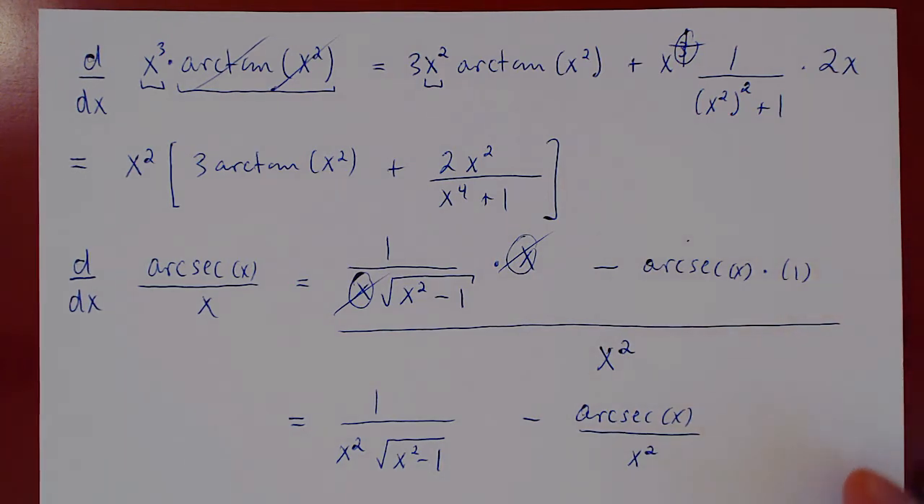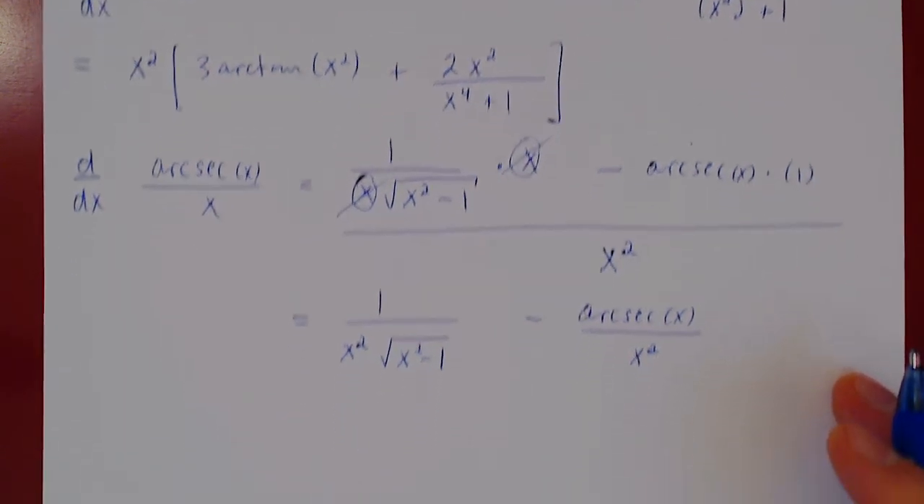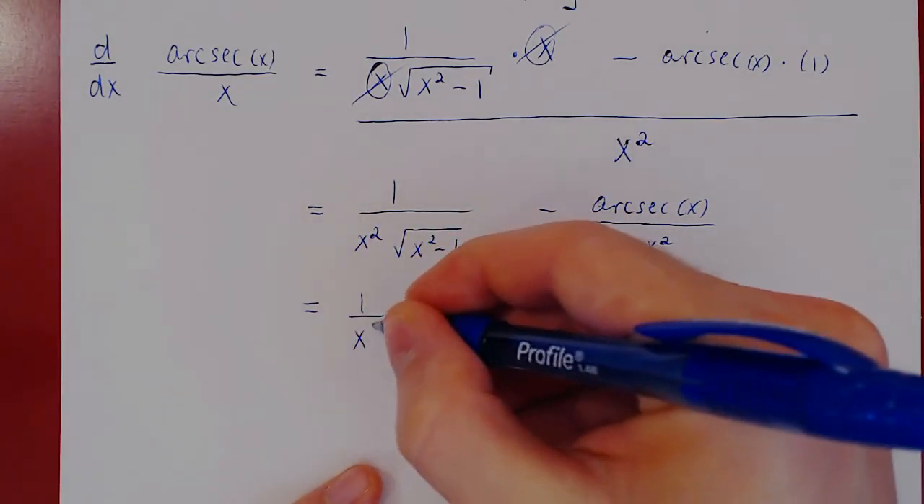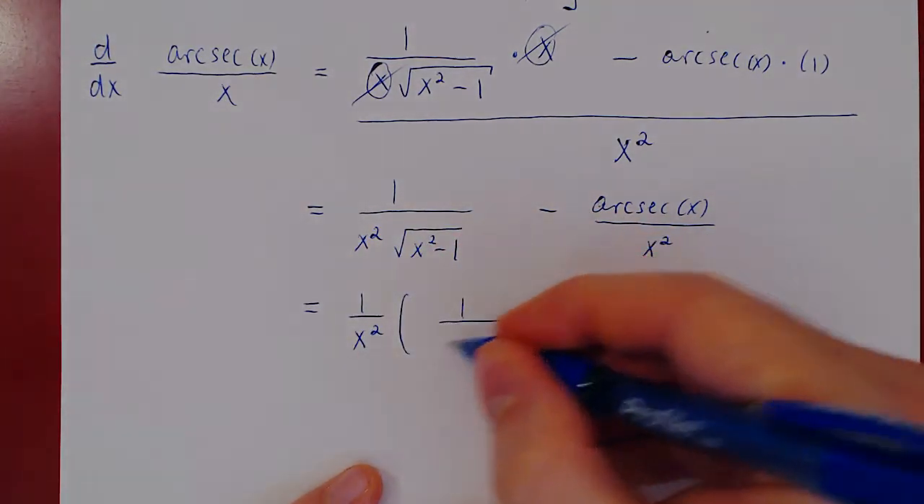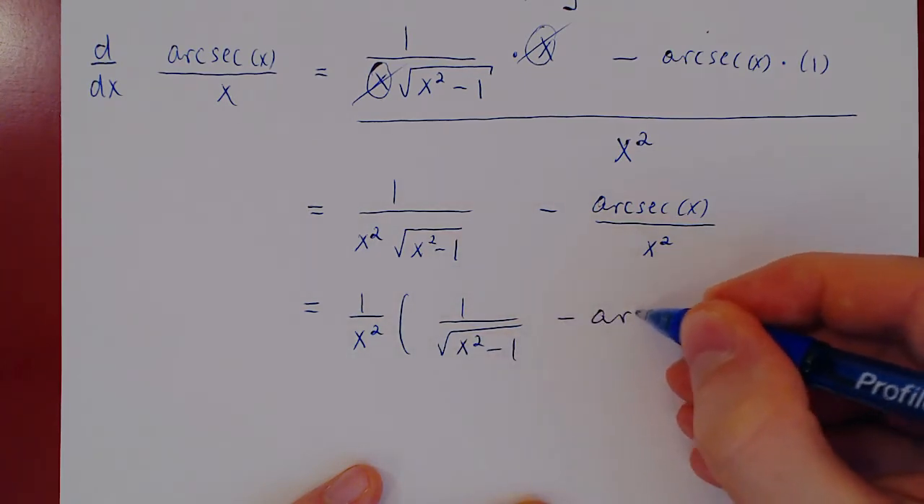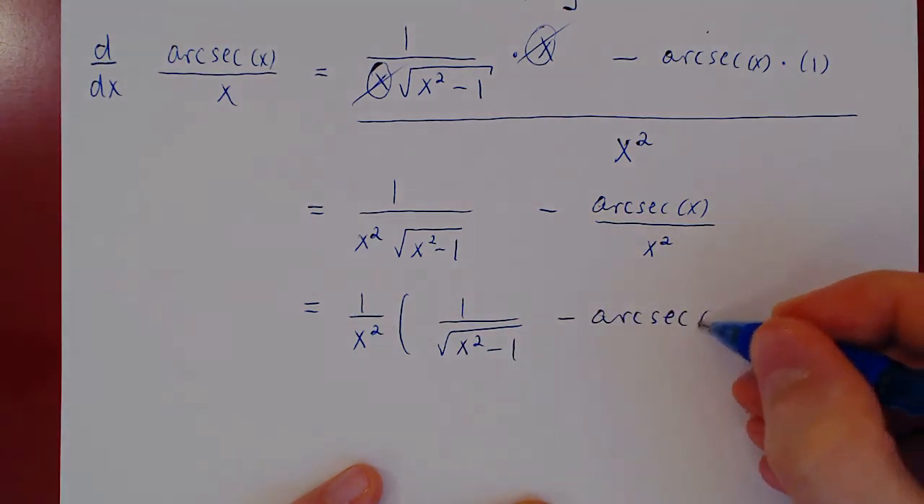And again here, if you want, you can factor a 1 over x squared. And that will give you 1 over x squared times 1 over root of x squared minus 1 minus the arcsecant function of x.